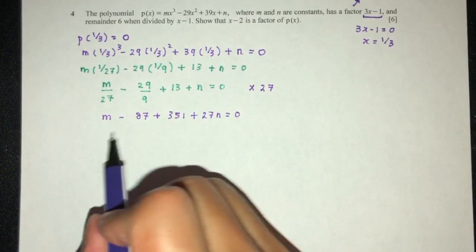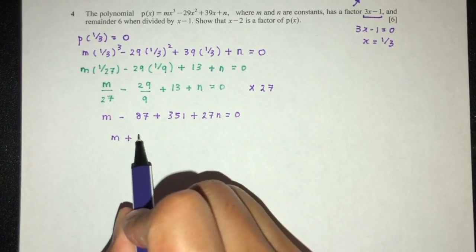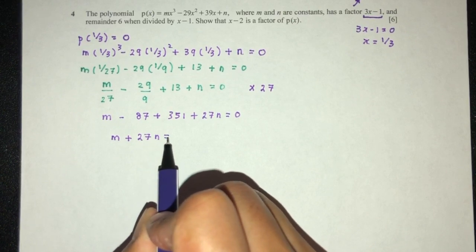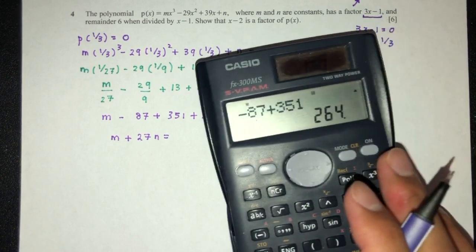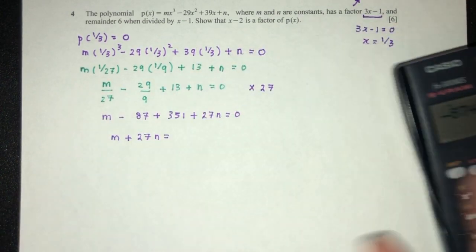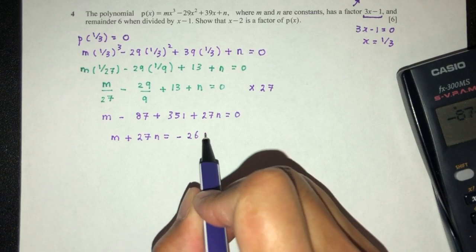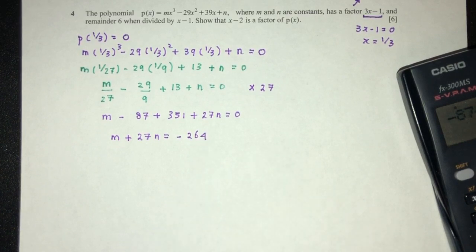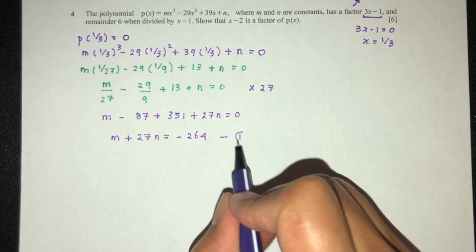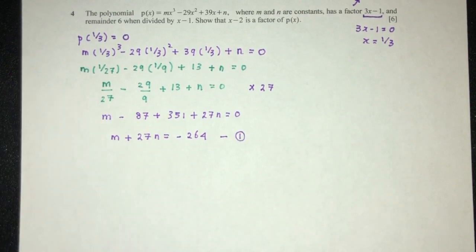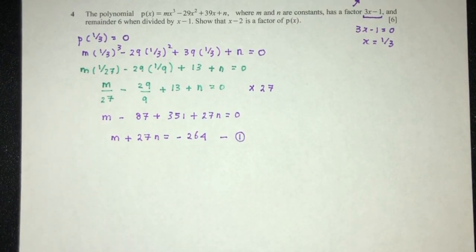Simplify. That will give me m plus 27n is equal to what? Minus 87 plus 351. That will be this. Now we have to send this to the other side. That will become minus 264. So this is my first equation that I was able to form with m and n as the unknown values. That's my first equation. Now what are the rest?